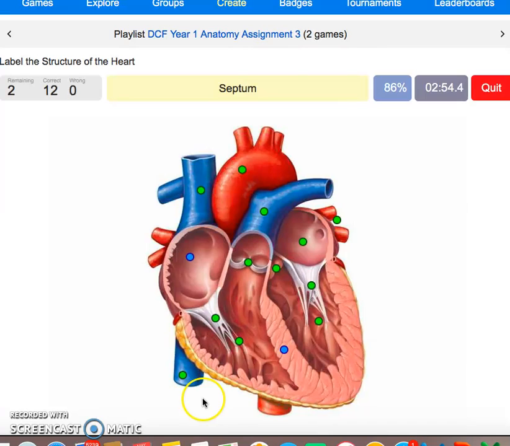The septum. Layers of cardiac muscle that separate the right and left side of the heart. It stops oxygenated and deoxygenated blood from being mixed.